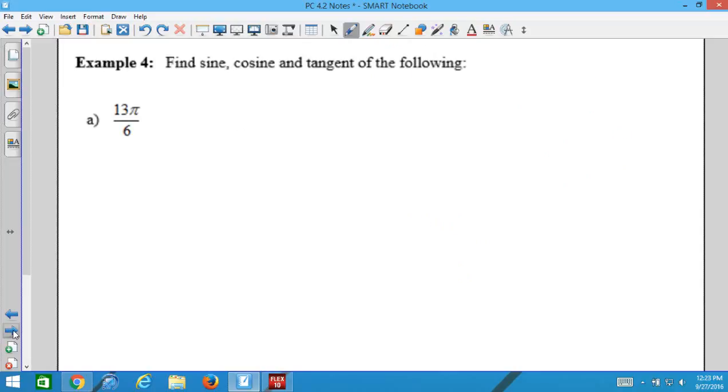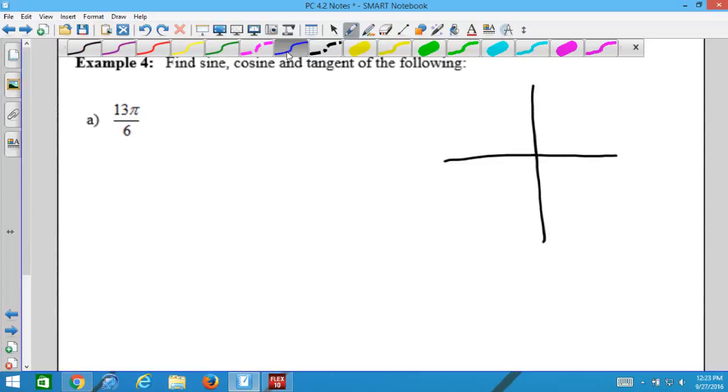So we want to think about where this is going. I know you guys are taking really good notes right now. You're not missing anything. Certainly not playing on our phone. That would be embarrassing. All right, so we're going to go 13 pi over 6.